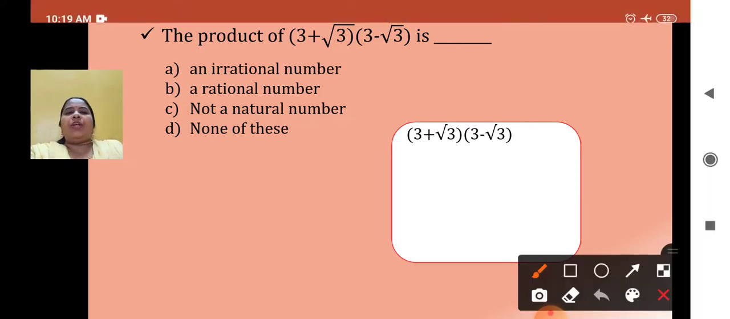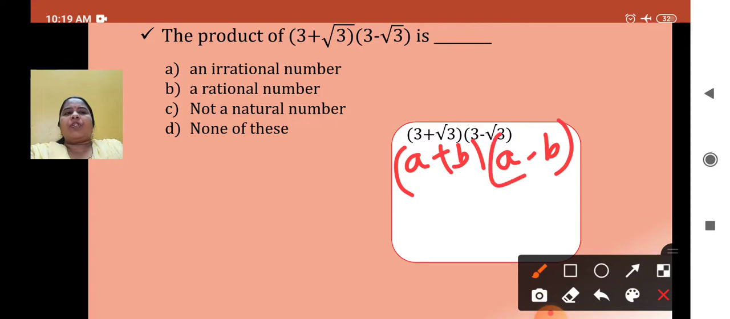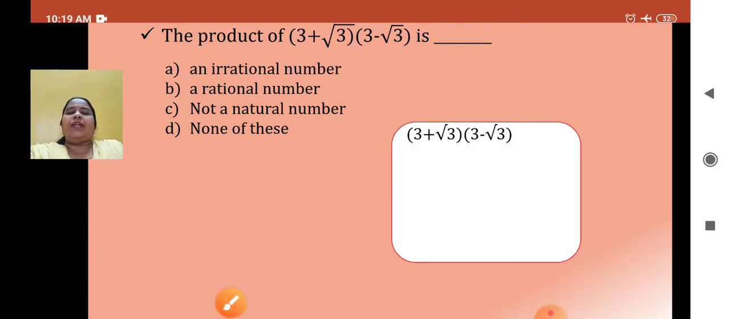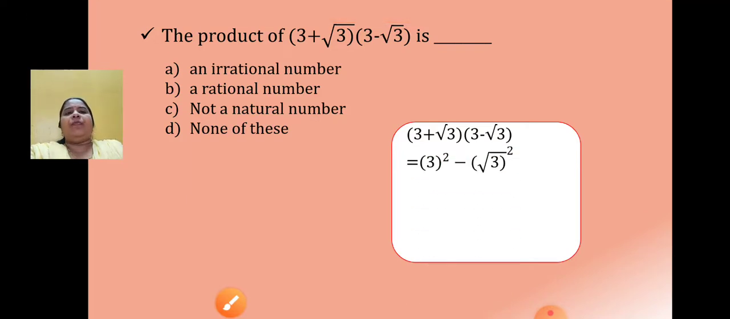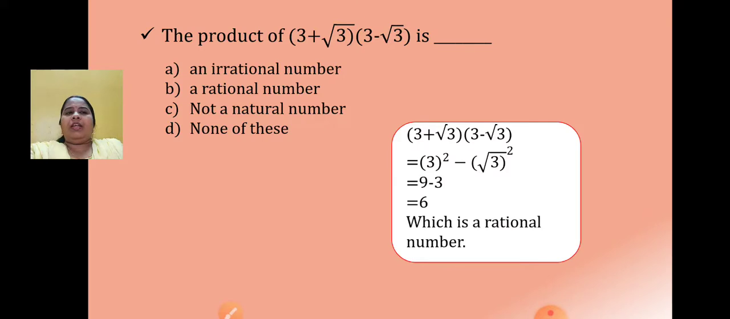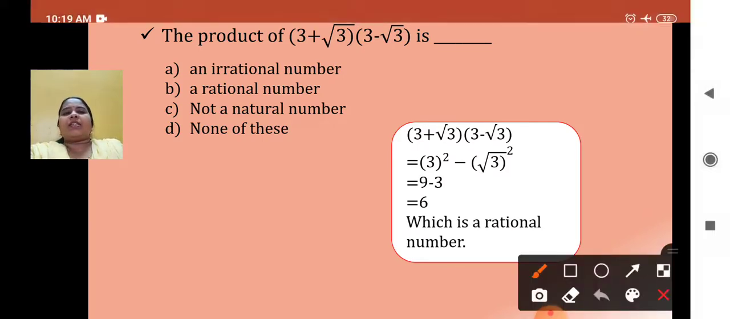I hope looking at it you are understanding that this is a plus b, correct, and this is a minus b. What is the formula of it? A square minus b square. So this is the identity formula which will be used here. So 3 square minus root 3 square. 3 square is 9. Root 3 square is 3. So 9 minus 3 is 6. Right? Which is a rational number.